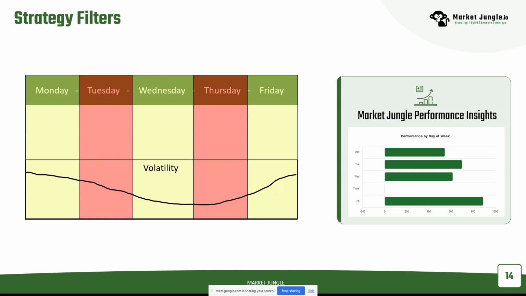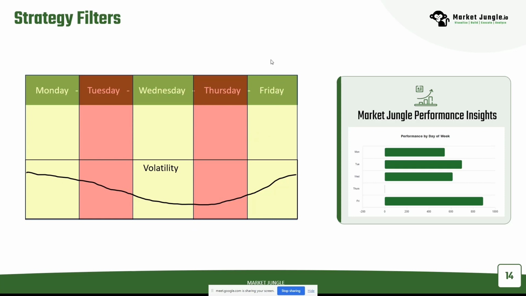And so this is another way to filter out your strategies and start to understand what day of the week they are performing best. And we also provide some insights here on Market Jungle to help you divide out by the week after uploading your trades to see what's working best. And again, if you start to segment your strategies on Market Jungle, you'll be able to say, this particular strategy works best on Monday, Tuesday, Wednesday, doesn't work on Thursday, Friday, or whatever the case may be, depending on that type of strategy.